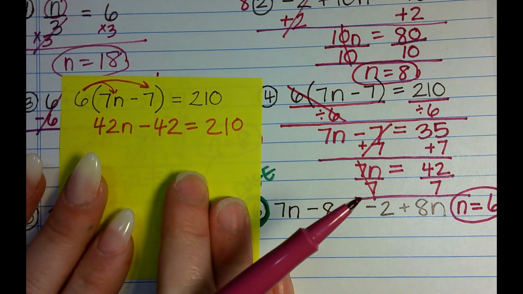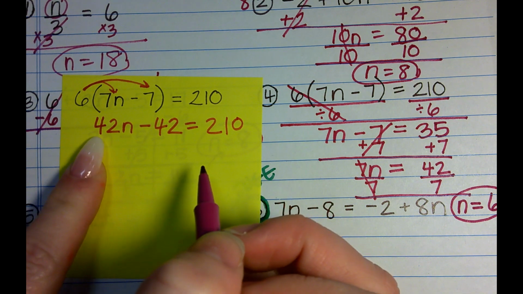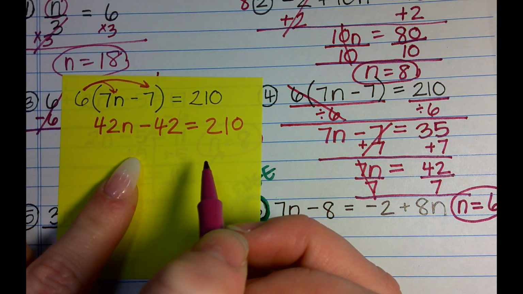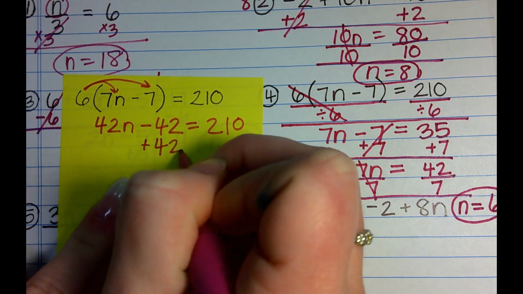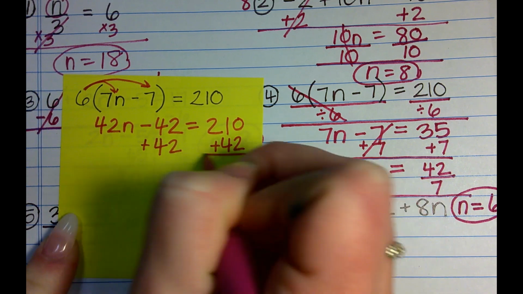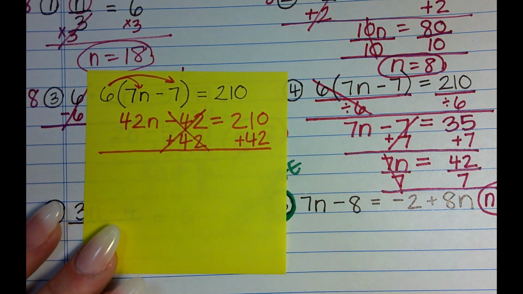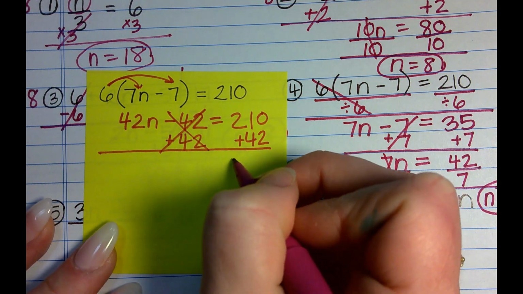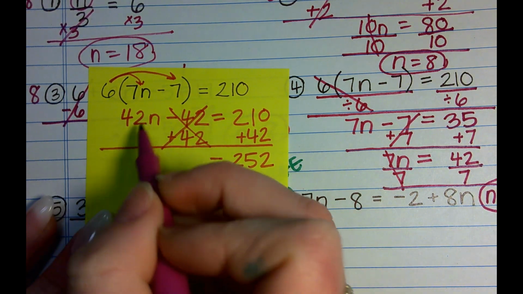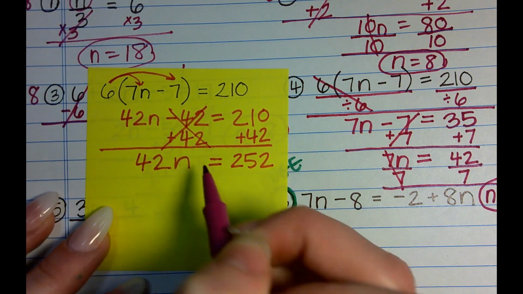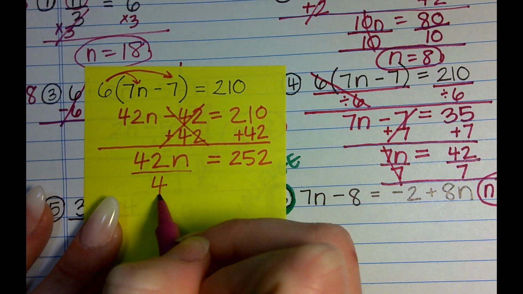Okay, so from here, what did you do next, Rhonda? Divide 42 on both sides. Divide by 42? I mean, plus. Yeah, you add. We have to add first. Plus 42. Okay. These cancel. 210 plus 42 is 252. Then you bring everything else down. 42n equals 252. And then you divide by 42 on each side. Perfect. And then n by itself is 6.